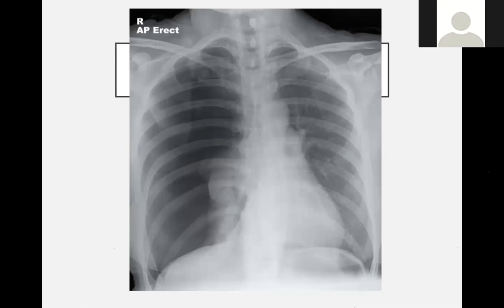So the rotation, you can see the spinous processes here. It's closer to the left clavicle, so it's more rotated towards the right. Inspiration, you can see around 1, 2, 3, 4, 5, 6, 7, 8, 9. You can see around 9 posterior ribs, so I'd say it's adequate.